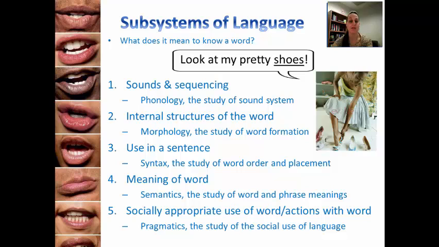If you can imagine, someone could be speaking 100% grammatically correctly, right? Saying like, "Look at my pretty shoes," which contains no errors. But if they don't know the socially appropriate ways in which to speak, when to say things and when to not, then pragmatics kicks in and dictates whether that sentence, although it's grammatically correct, is being used socially appropriately.